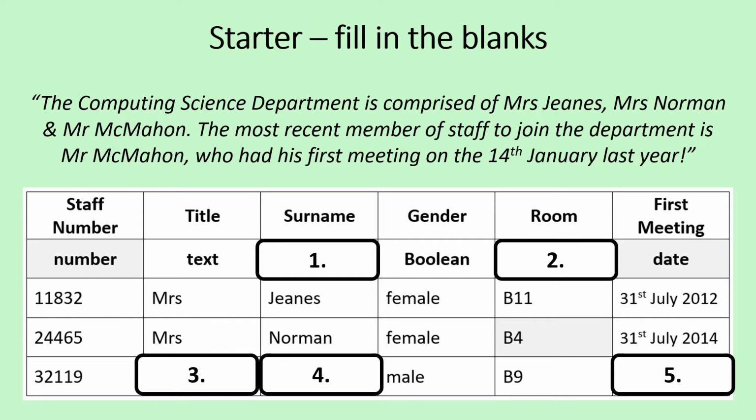And then finally, number 5, this is where we're looking for the first meeting. And remember, it's a data type date. So the first 2 have been done for you, and you'll find the answer to number 5 in that top paragraph. So I had my first meeting on the 14th of January last year. So what I'm looking for there is the 14th of January 2020. And that's your answers to the starter questions. So if you haven't done so already, get those copied into the task sheet, and then let's move on.